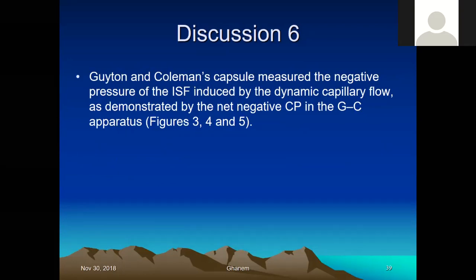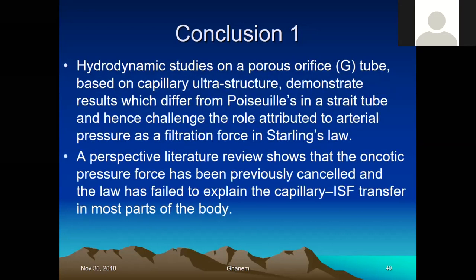The hydrodynamic study on the porous orifice G-tube based on capillary ultrastructure demonstrates results which differ from Poiseuille's tubes, straight tubes with uniform diameter. Hence it challenges the role attributed to arterial pressure as filtration force in Starling's law. A prospective literature review shows that the oncotic pressure force has been previously cancelled and the law has failed to explain the capillary interstitial fluid transfer in most parts of the body.